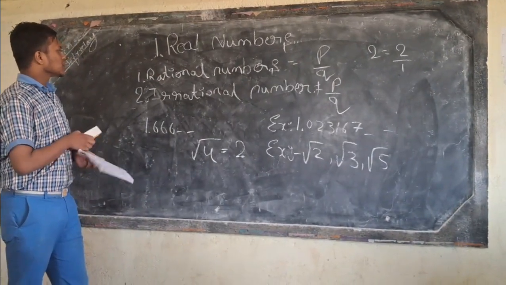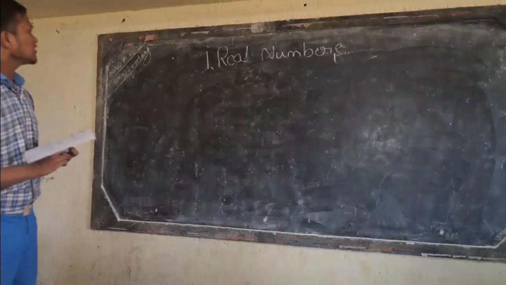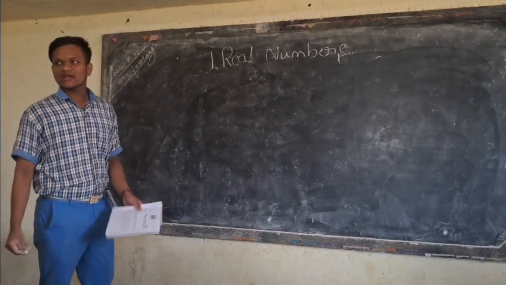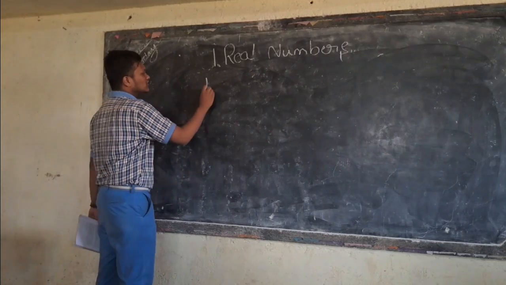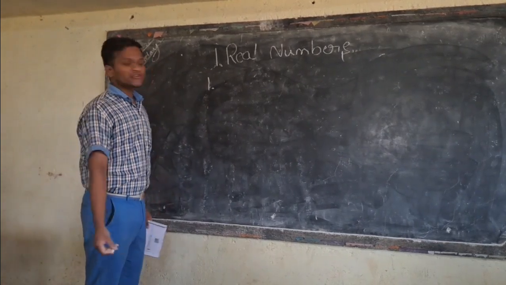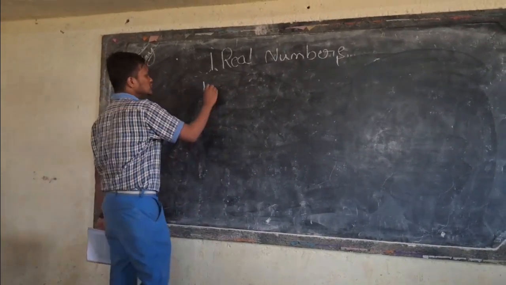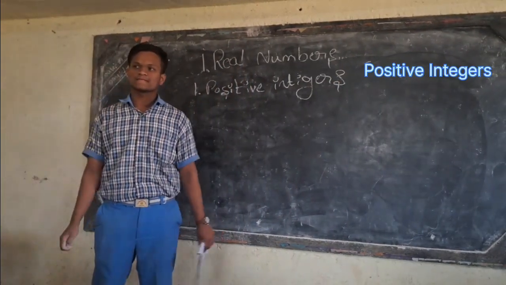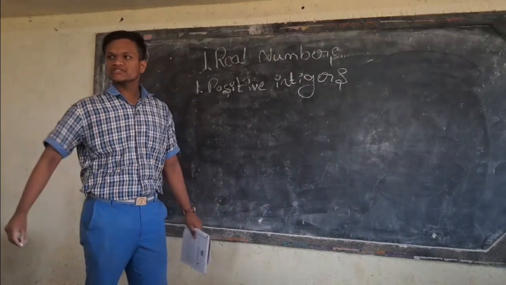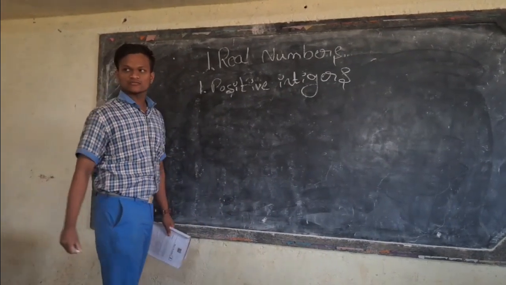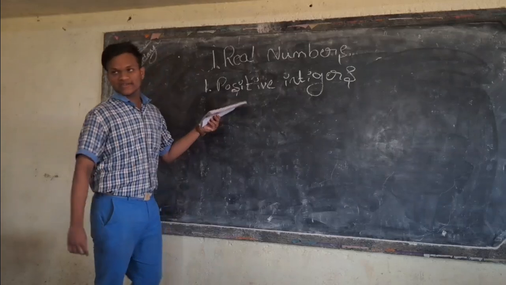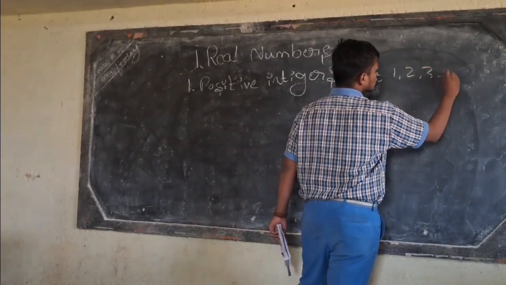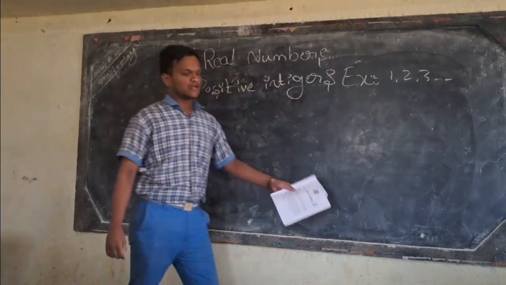After that, next point, which is not in your syllabus, but for the introduction of real numbers we have to explain it. There are positive integers and negative integers. First, positive integers. What is meant by positive integers? The numbers which are greater than 0 are known as positive integers. For example, 1, 2, 3, and so on, up to infinity.